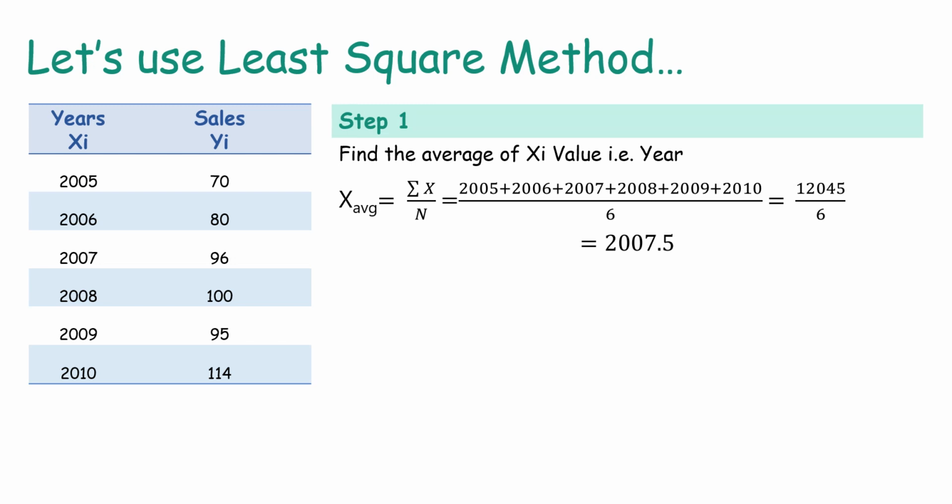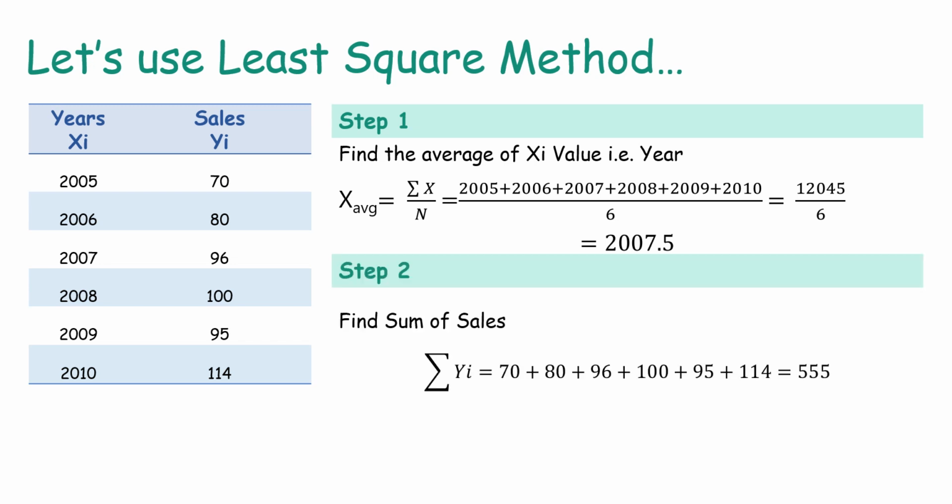So step one is you need to find out the average value of the X data set, which is the years, your X-axis value. Average is pretty simple. You need to add all of them and divide by the number of data points. So here you have 2005 to 2010, add them up. You have 6 years of data, so divide it by 6, and there you go. Your mid-year value is nothing but 2007.5.